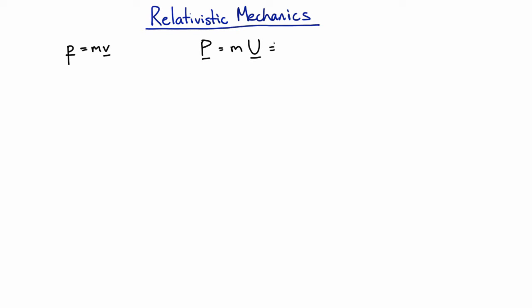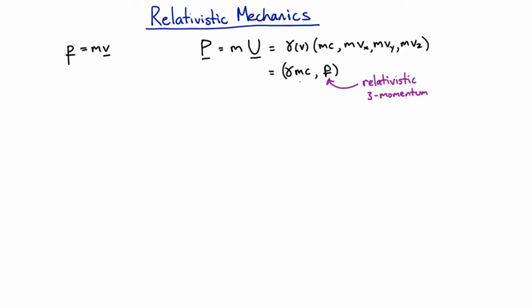And as we recall the definition of our 4-velocity, this is just where we've defined this to be the relativistic momentum. So you'll note the relativistic momentum has a factor of gamma as well as the mass times the velocity. But we have this time-like term, which is gamma times m times c.